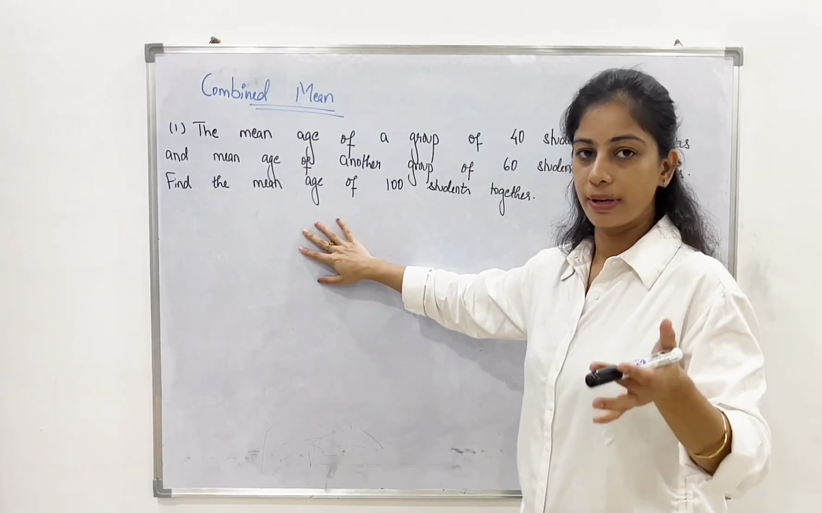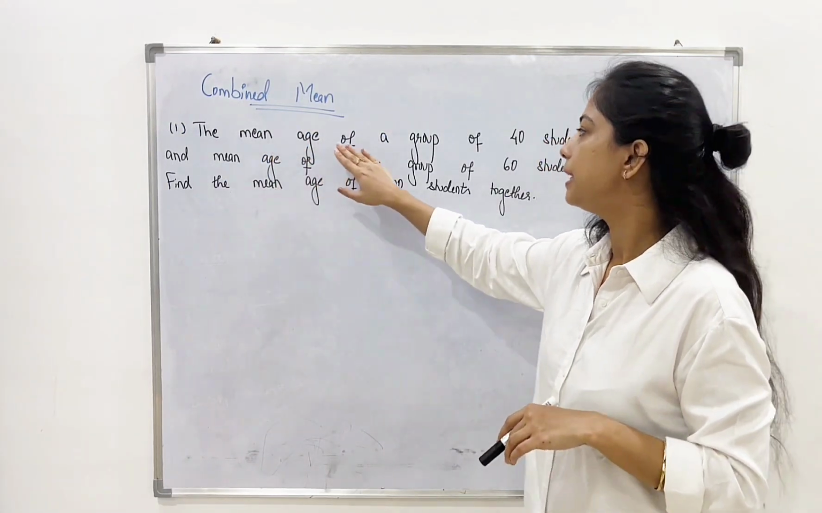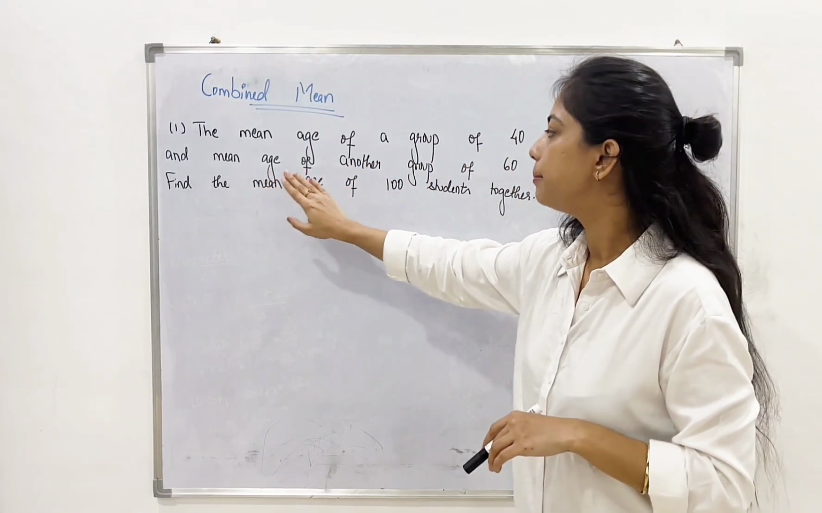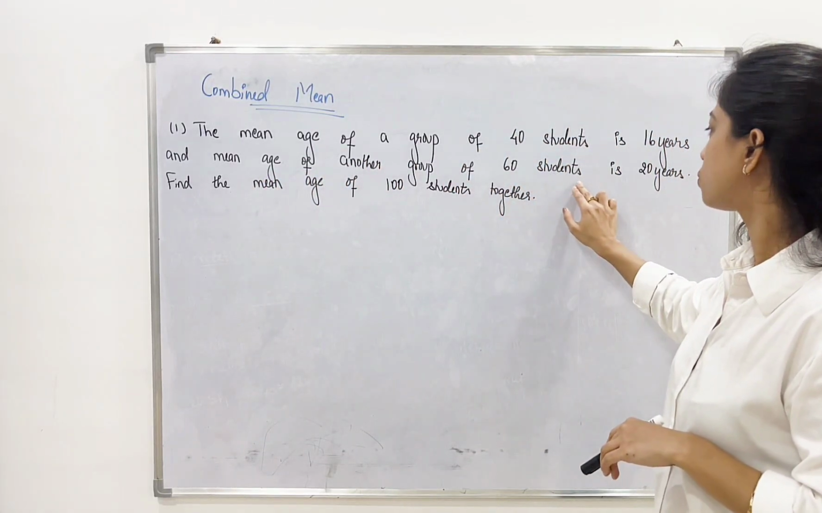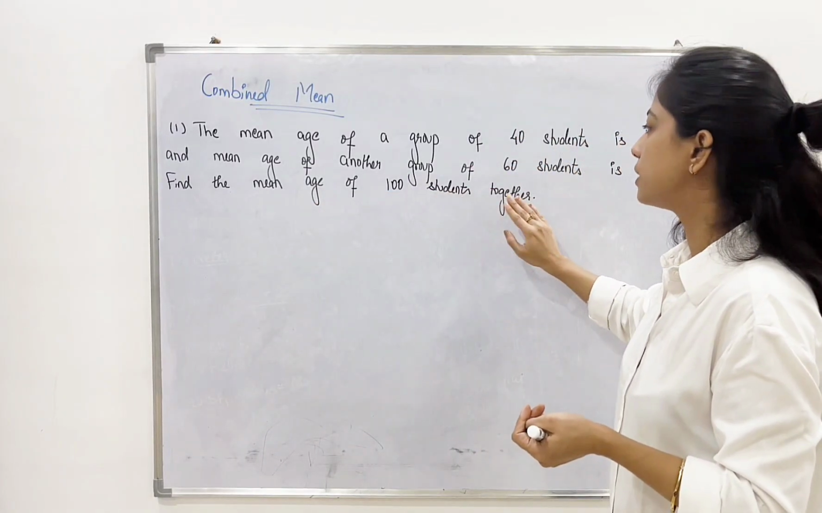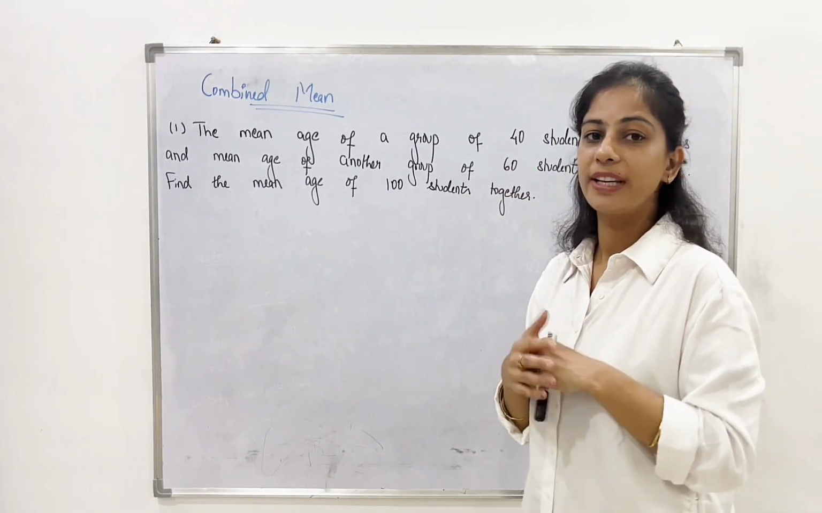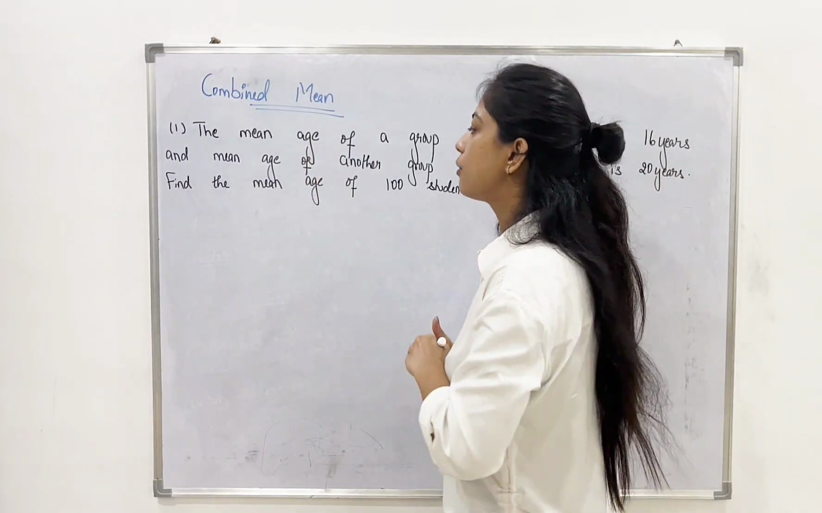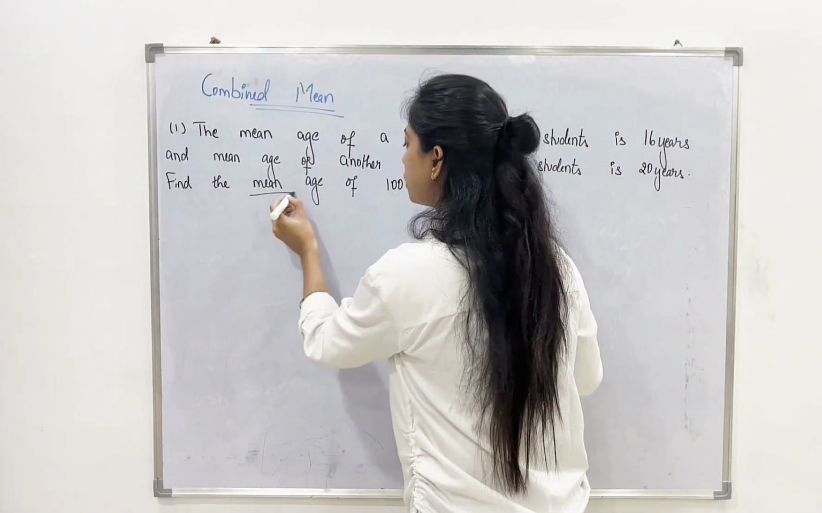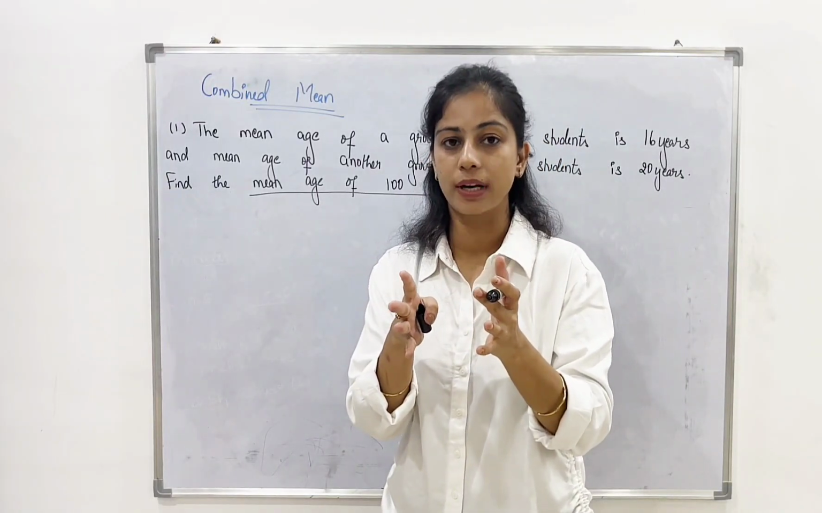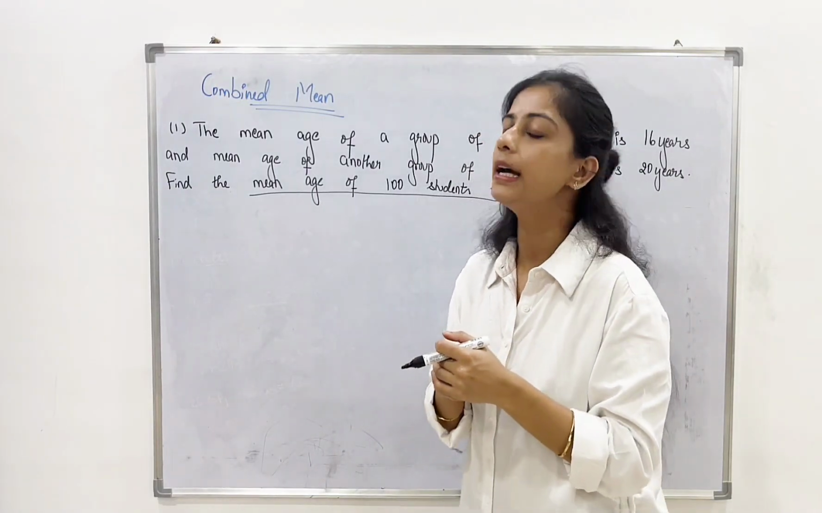This is the first question based on combined mean. The mean age of group of 40 students is 16 years. And the mean age of another group of 60 students is 20 years. Find the mean age of 100 students together. So first of all, we need to identify what they are asking us in the question. They have asked us to find the mean age of 100 students together. So when they are combining 100 students together, that is nothing but your combined mean.